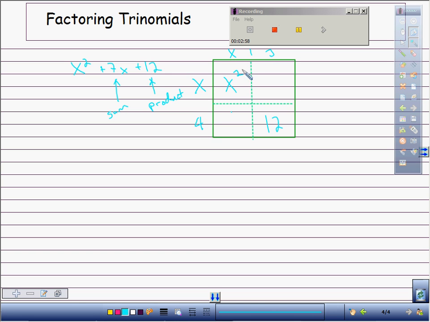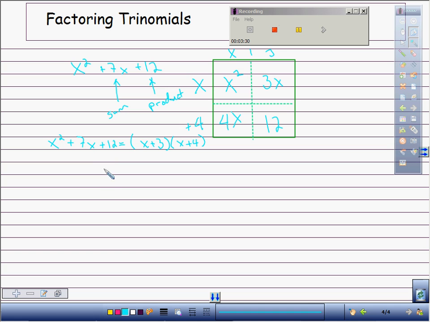And then over here, I have my 3 times x, which is 3x, and my 4 times x, which is 4x. And these two add to 7x, and these add to 12. So when I rewrite this, I know that x squared plus 7x plus 12 breaks apart into x plus 3 times x plus 4. And that's called factoring a trinomial.